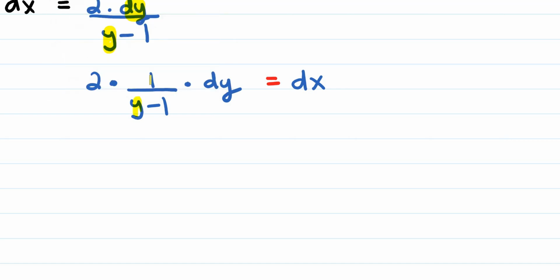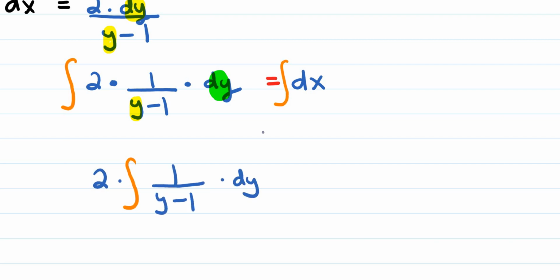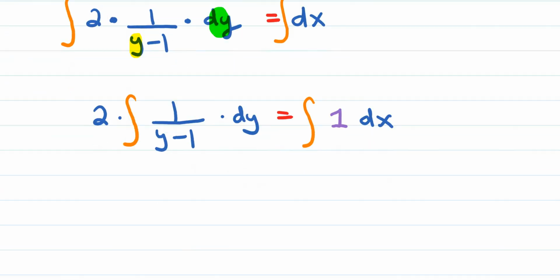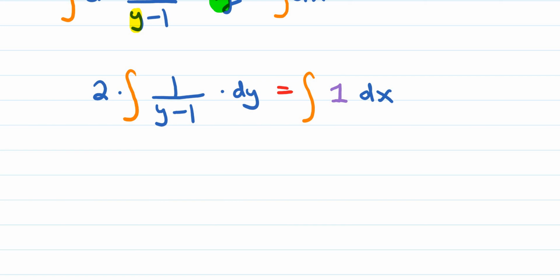My goal is I want to solve for y, and I need to get rid of dy. The only way to get rid of dy is by taking the antiderivative of the left-hand side, and that means you need to take the antiderivative of the right-hand side. All right, so if I clean this up, I have 2 times the integral of 1 over y minus 1 times dy equals 2 times the integral. Now on the left-hand side there's an imaginary 1 times dx. Now that we've cleaned up both sides, we can officially take the antiderivative.